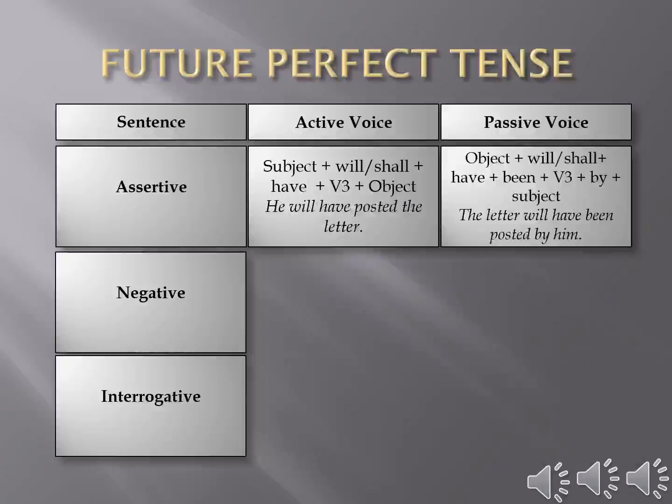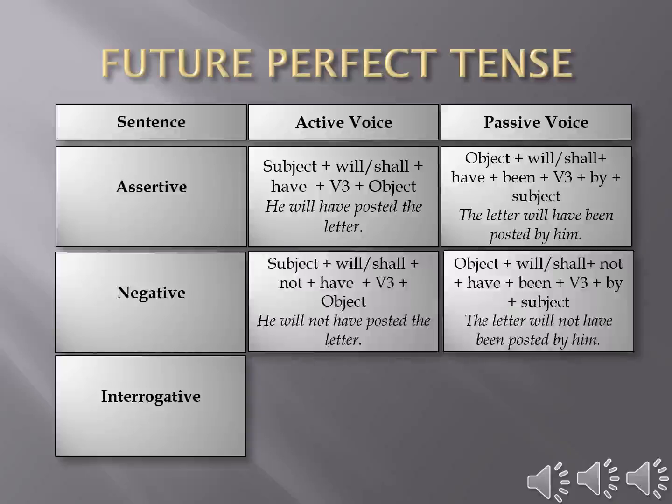Here is the last rule of this video, that is the future perfect tense. Look at the structure of its active voice: subject, will or shall, have, third form of verb and object. And in its passive voice, the structure will be like object, will or shall, have, been, third form of verb, and by, and at last subject. Here is the example. The active sentence is he will have posted the letter, and its passive voice is the letter will have been posted by him.